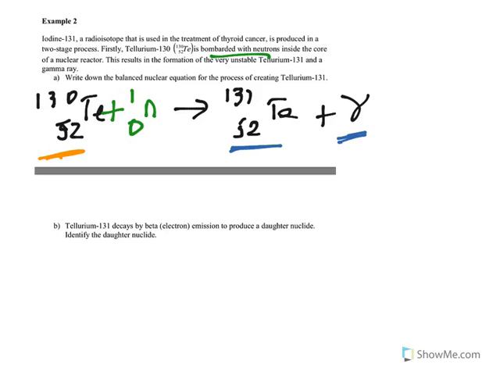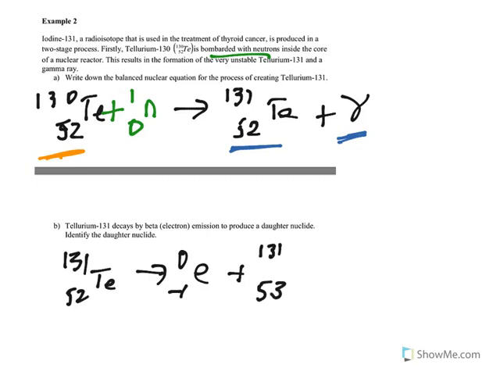Then part B says tellurium-131 decays by beta electron emission to produce a daughter; identify it. All right, so let's have a look. 131, 52 Te decays by beta electron emission, minus 1, 0 e, plus. So it's got to be 53, it's 131, and then we look up and we find that that is iodine 131.